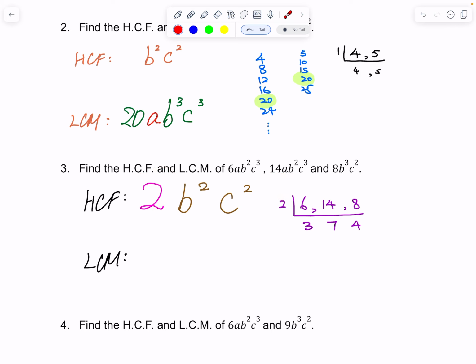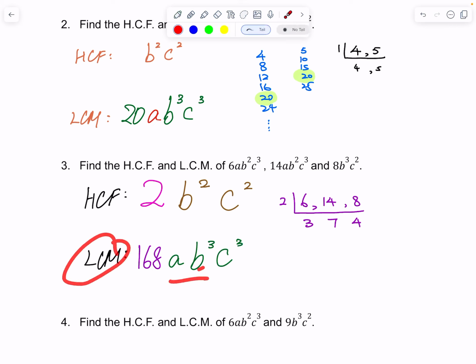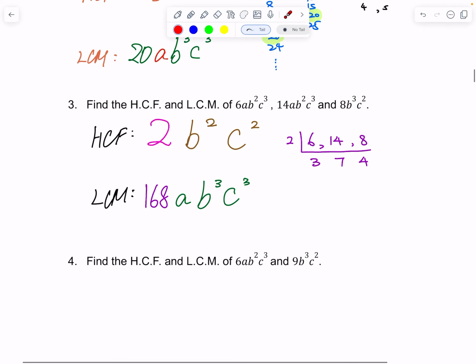As for the LCM, it will be like this. It's 2 times 3 times 7 times 4, which is 168. You can click the calculator, I just knew it. B to the power of 3, C to the power of 3. For LCM unknowns, we write the highest power and write all the unknowns that you have. Okay, next.